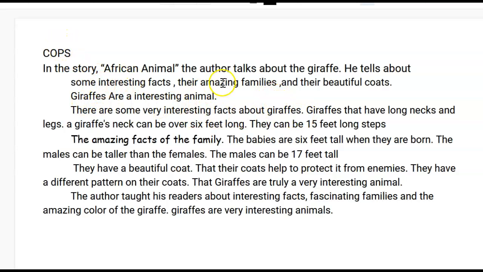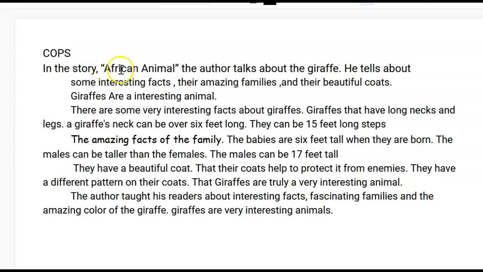Okay, to do your summary on your African animal, this is a sample, and they have a problem with the COPS. C stands for capitals, O stands for organization, P stands for punctuation, and S stands for spelling. So we're going to go piece by piece. The very first paragraph should talk about your main idea as well as what your topic is going to talk about. And look at their first paragraph.